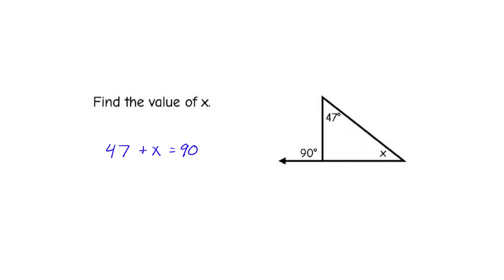Again, I'm just going to go ahead and solve for x. So since this is a positive number, to go ahead and cancel that out on that side, I need a negative number. So I subtract 47 from both sides. That cancels out to 0, leaving me just x. And 90 minus 47 gives me 43. So x is 43 degrees.